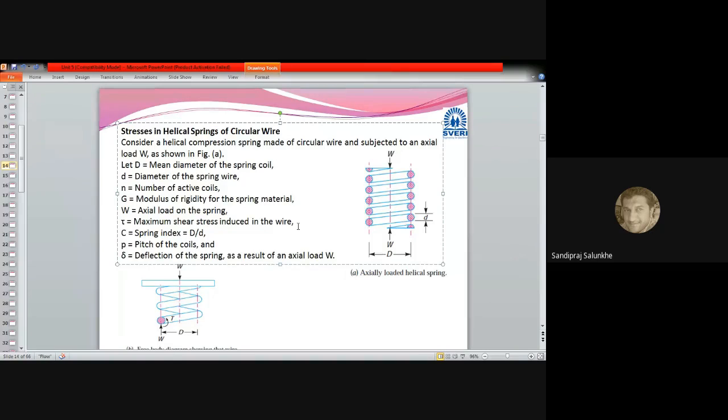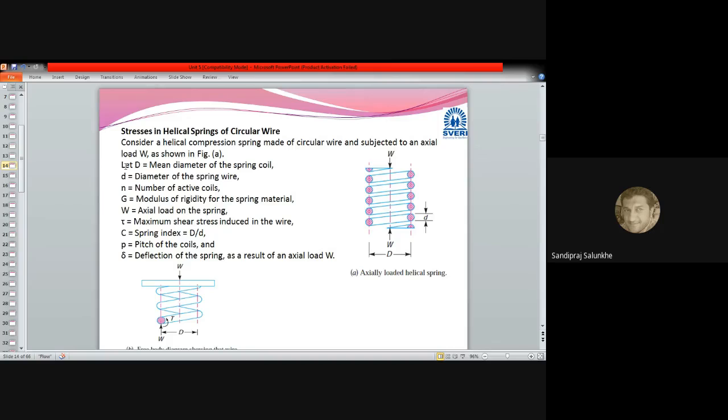For that you can see the cross section of the spring is shown in this diagram. Here also the cross section of the spring is shown in this diagram, whereas in both cases we are going to consider a helical compressive type of spring. In this spring, small d is the diameter of the wire from which the spring is manufactured, and capital D is the coil diameter, or mean diameter, of that spring.